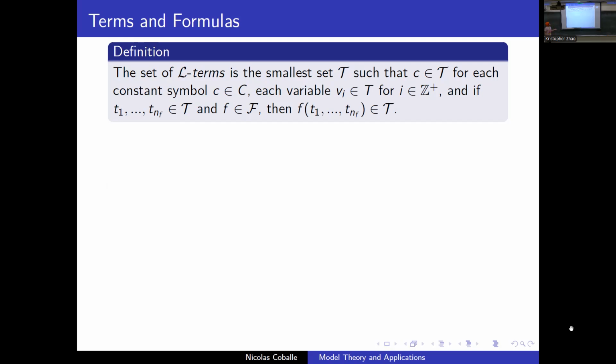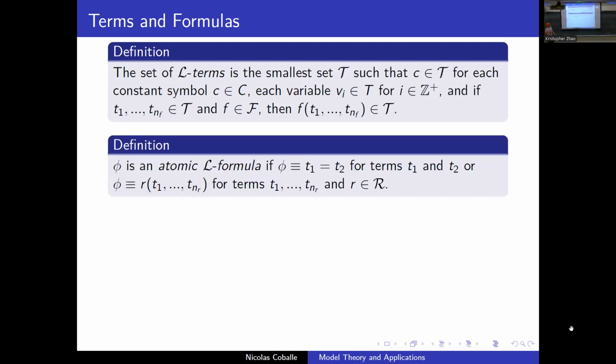Okay, so next is the definition. The set of L terms is the smallest set T such that c is in T for each constant symbol, and each variable, like vi, so we have countably many variables, is in our set of terms, and for each f and terms t1 to tnf, we have f of these terms. So the function applied to these terms is a term as well, right? So basically constants are terms, variables are terms like v1, and if we apply functions to these constants or variables, we also get a term, right?